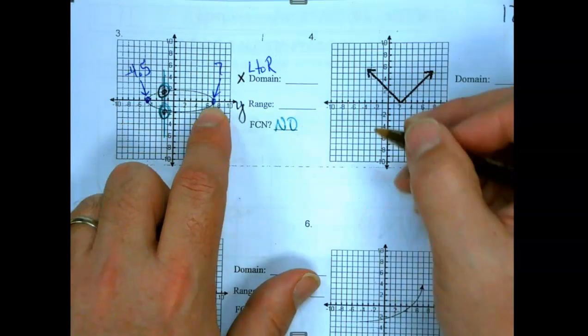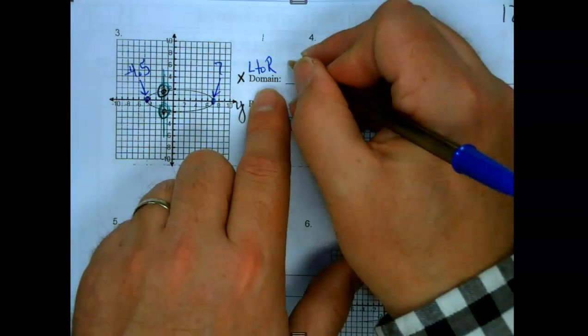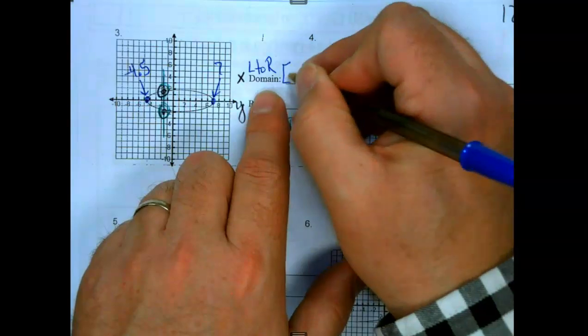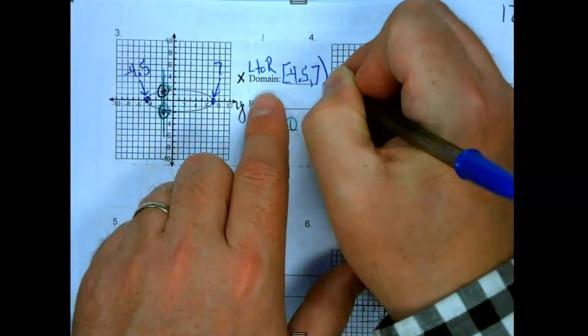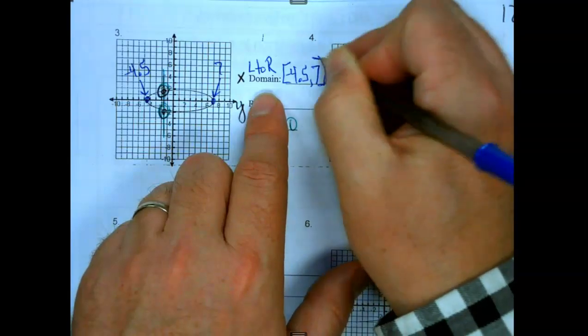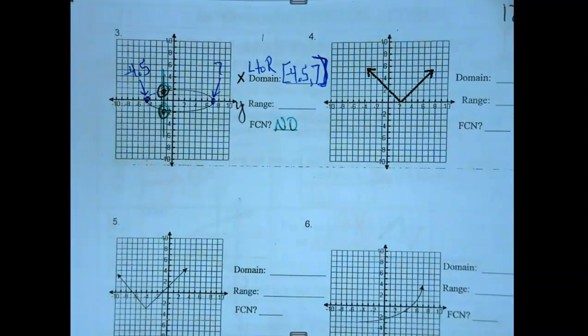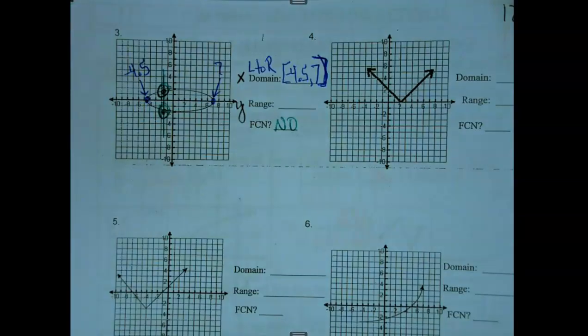About 7. So when we do domain, I don't care if you use parentheses or brackets. I'm not going to get that picky. I will use the same one, though. We're just trying to describe to somebody who's looking at this, what's the furthest point to the left? What's the furthest point to the right within my graph? It'll always be the same direction with those.